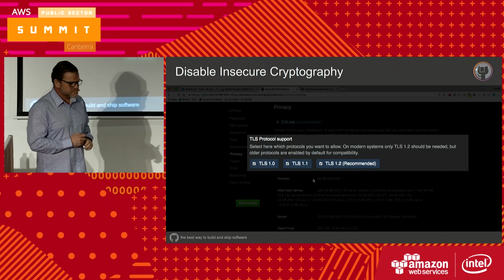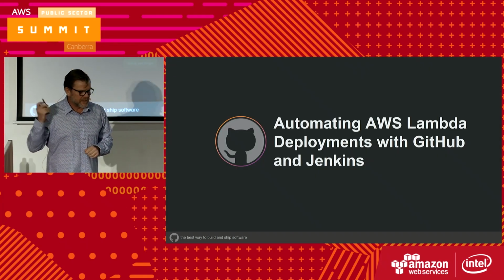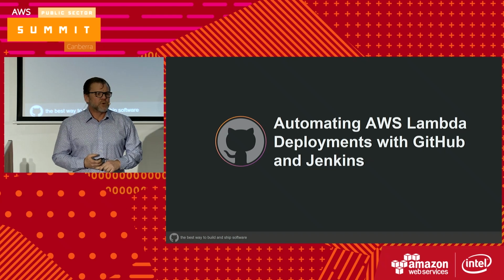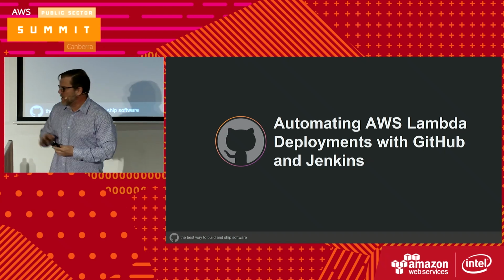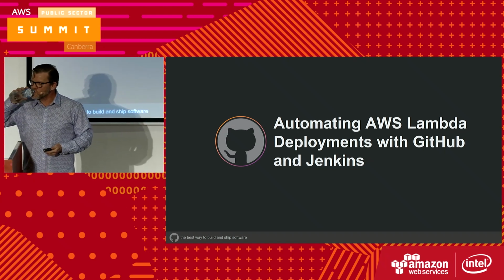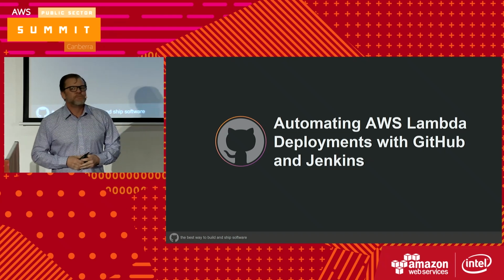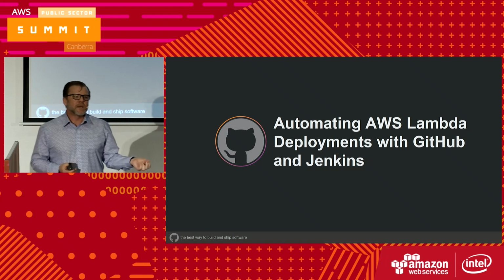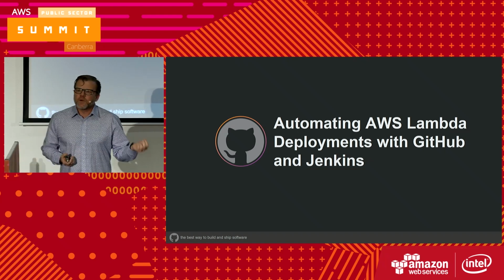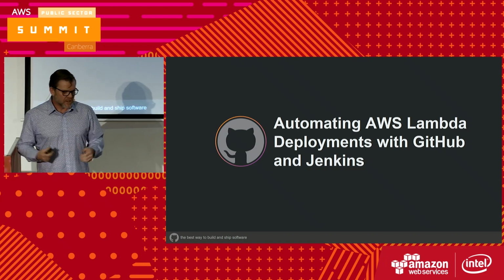Cool. So that's enough of the GitHub stuff. Let's talk about some automation processes. So what I want to do now is I'm going to take you through a scenario where we're going to use GitHub and Jenkins to automatically deploy Lambda functions as we update them as developers.